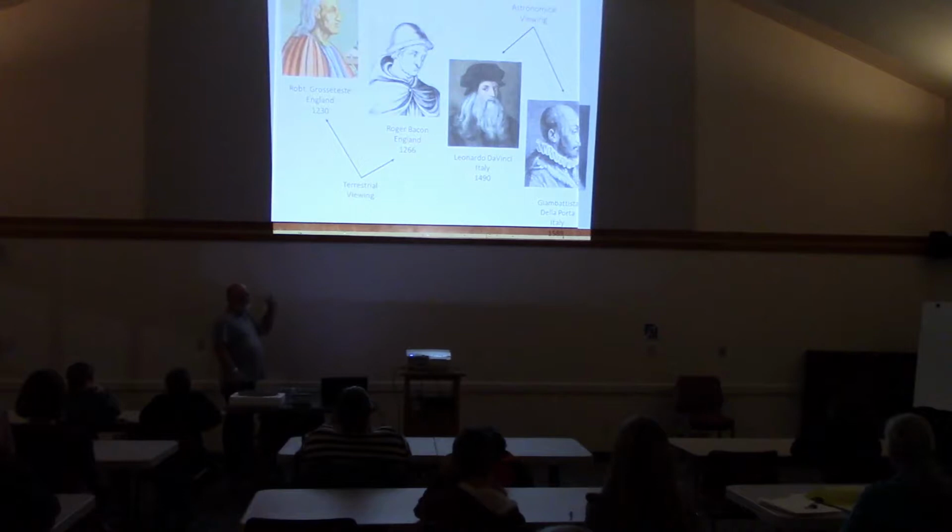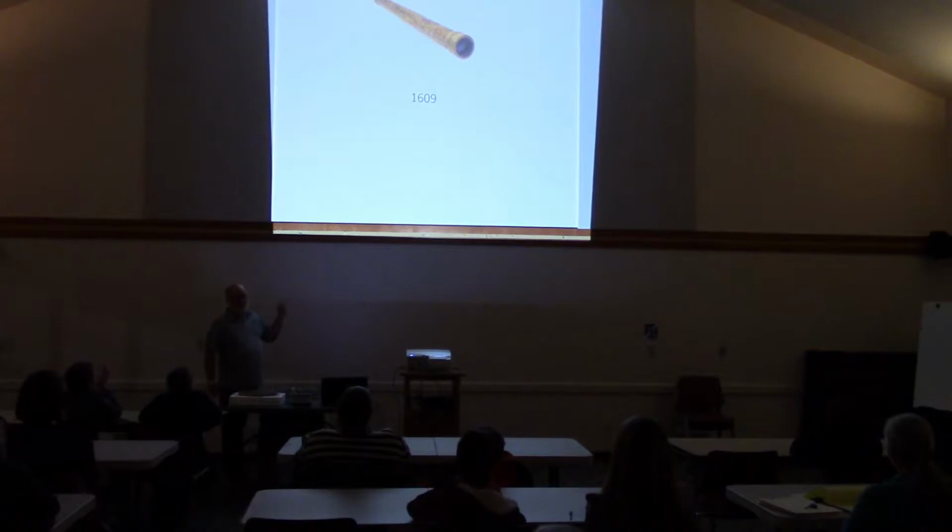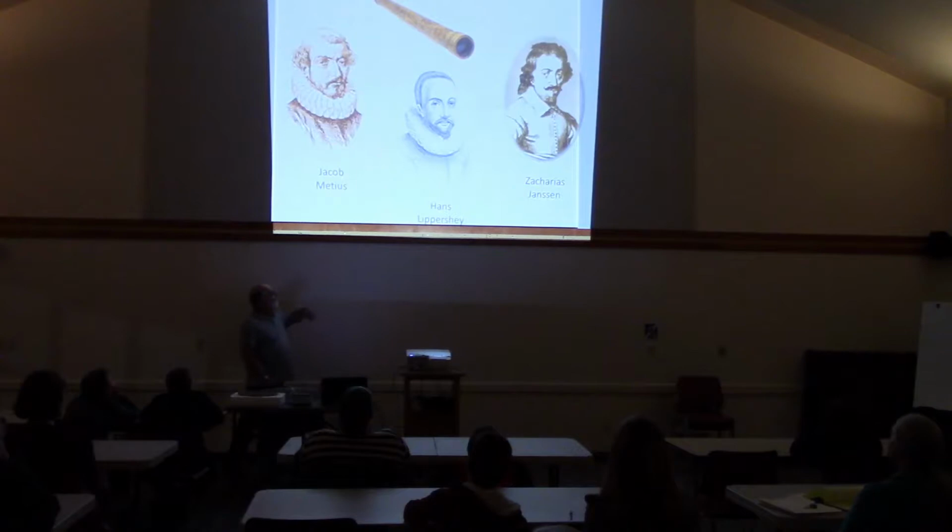In 1609, somebody finally put two lenses in one tube and made a telescope. Who was that? Take your pick. Hans Lippershey generally gets credit for it. He was the first one to apply for a patent in the Netherlands for his telescope.